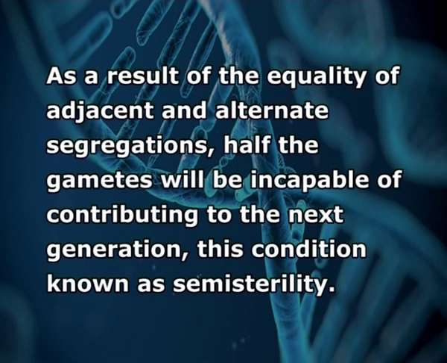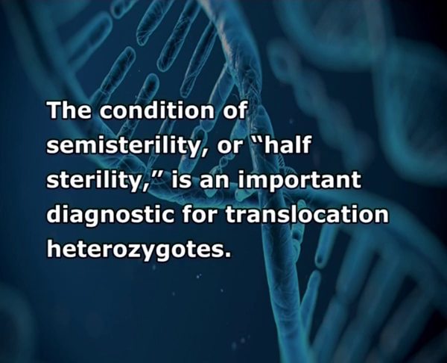As a result of the equality of the adjacent and alternate segregations, half of the gametes will be incapable of contributing to the next generation. This condition is known as semi-sterility. The condition of semi-sterility, or half-sterility, is an important diagnostic for translocation heterozygotes.